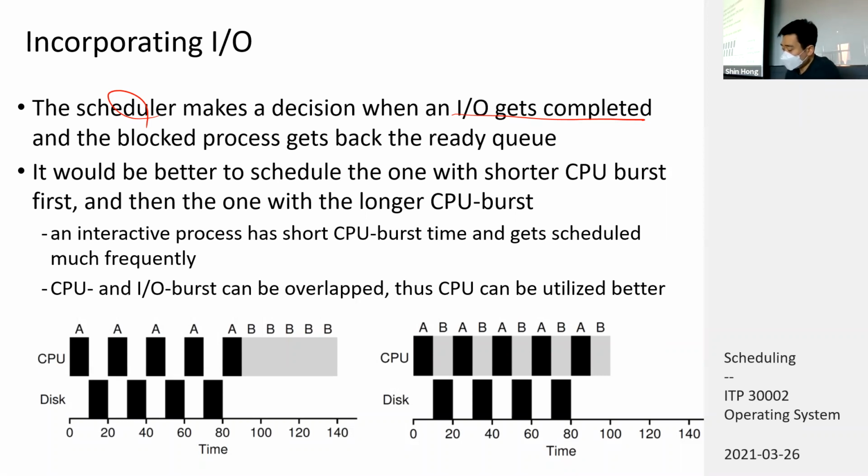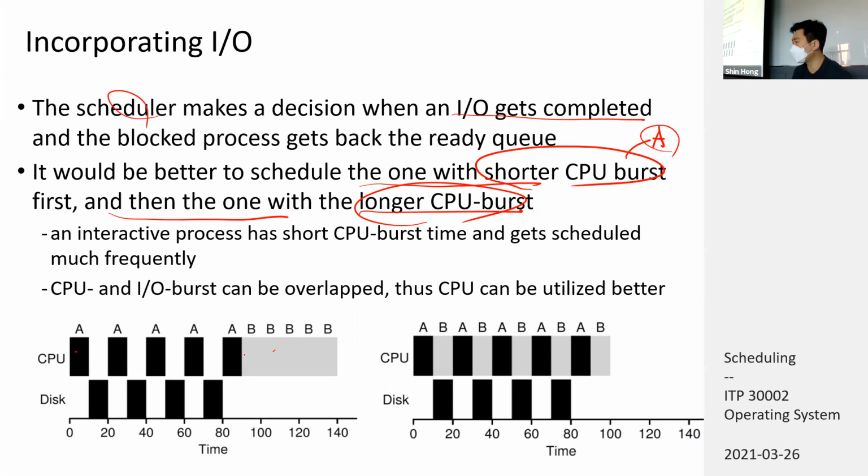Okay, and then what? It'll be better to schedule the one with the shorter CPU burst first, and then schedule the longer CPU burst. Why? If we do so, then the I/O time for this job, I call this A, can be overlapped with the CPU burst of B. So here's the story. Here we have A and B. A has a relatively short CPU burst time, whereas B is more like a CPU-intensive process. B has very little I/O, but B has a very long CPU burst period.